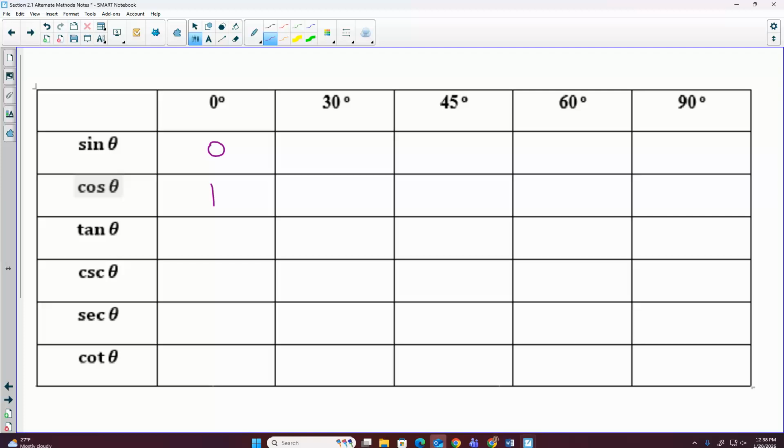Tangent, you can get a couple ways. Tangent, we've said before, is sine divided by cosine. What's 0 divided by 1? 0. Or the hand trick, square root of 0 over square root of 4 gives us 0.